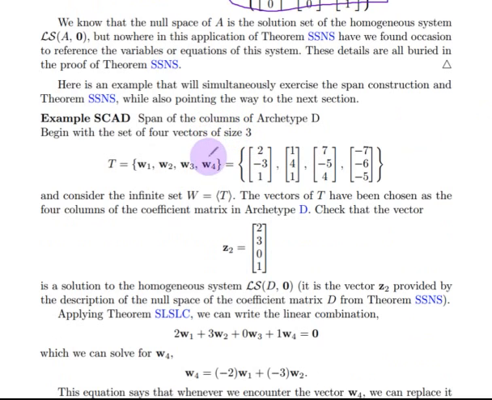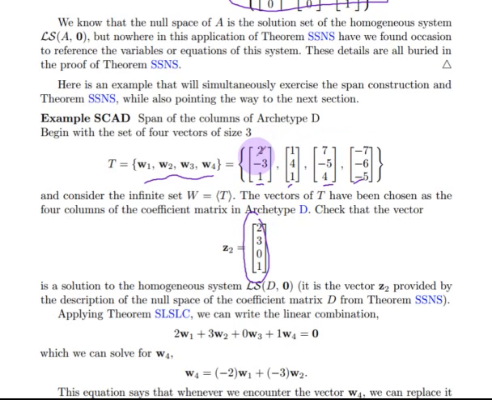Okay, now let's use this to play around a little bit with the columns of the matrix. Here we have 4 vectors here. And you can use the same procedure to show that this vector is in fact a vector in the null space. It's a solution. You can check it by hand simply.